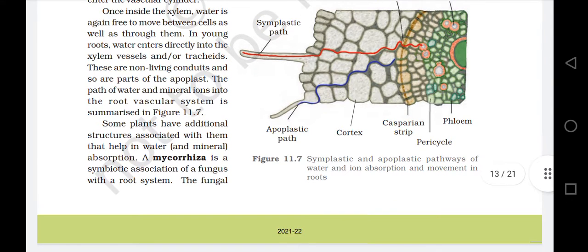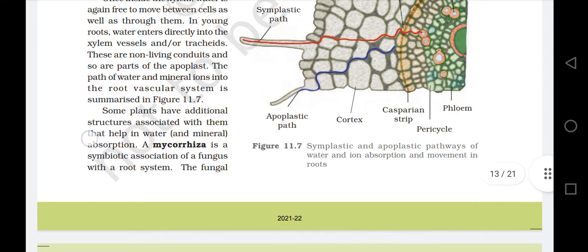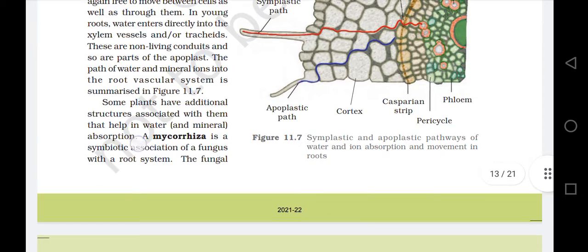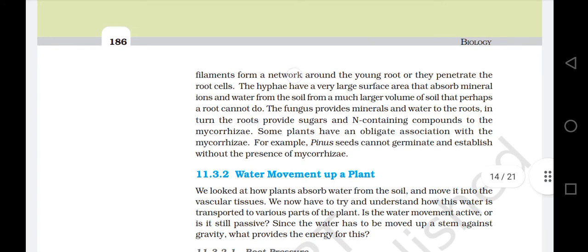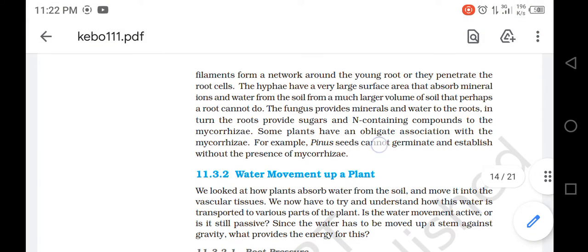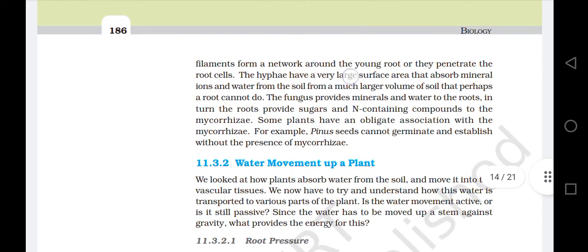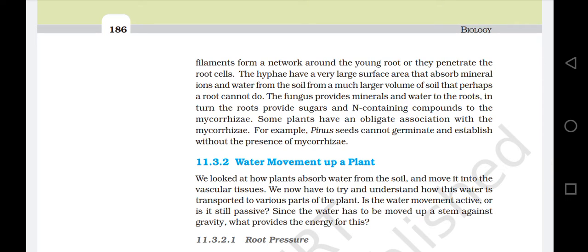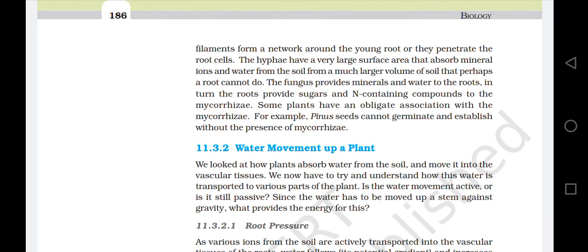Some plants have additional structures associated with them that help in water and mineral absorption. A mycorrhiza is a symbiotic association of a fungus with a root system. The fungus filaments form a network around the young root or they penetrate the root cells. The hyphae have a very large surface area that absorb mineral ions and water from the soil, from a much larger volume of soil than perhaps a root can.